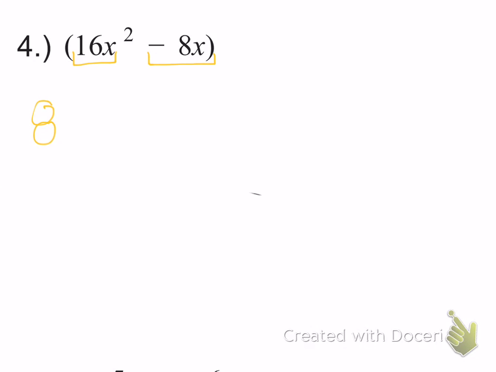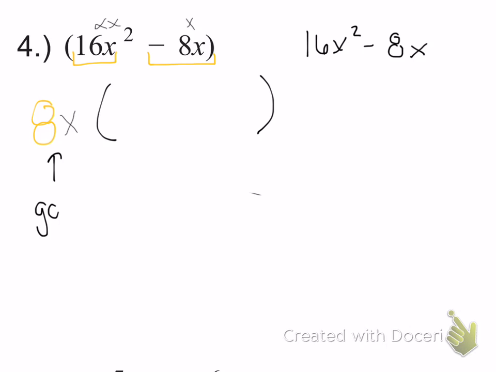And now let's look at our x's. So our first term has 2 x's, and the second has 1. So if I need to take out a GCF for my x, I can only take out one of those x's. And then the rest you just have to leave left over in your parentheses. So remember, we've got our 16x squared minus 8x. We found our GCF was 8x.